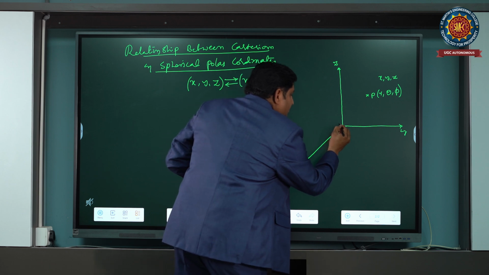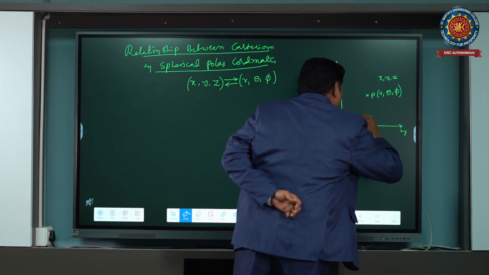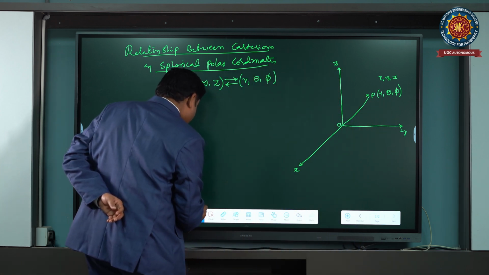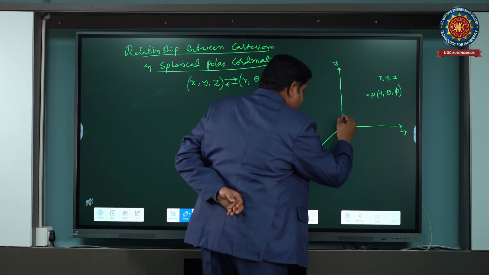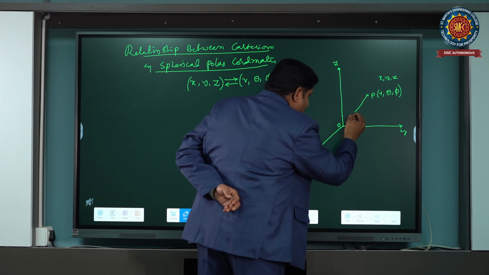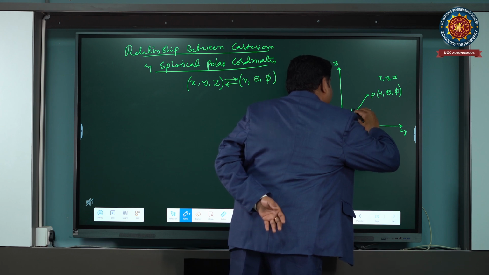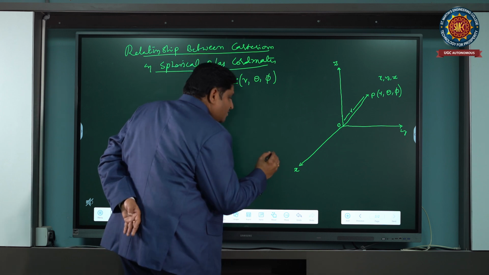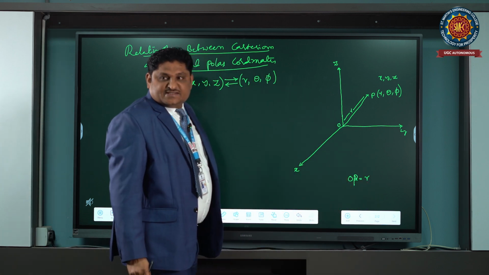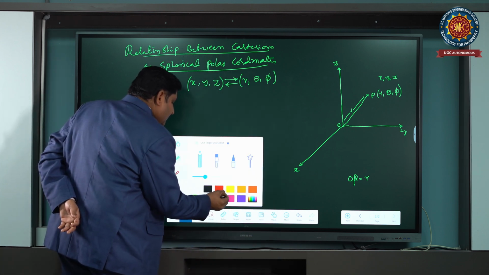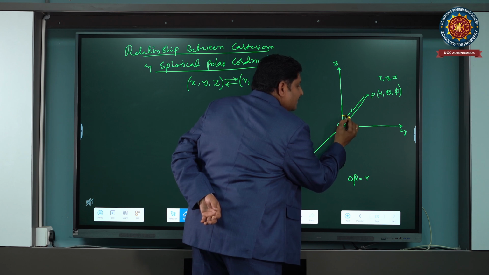Now the intersection point of x, y, z is called the origin. From the origin, I can consider one line from O to P. That distance from O to P is the radial distance and it is denoted as r. It means OP is equal to the radial distance r. Now this line segment OP makes an angle theta.